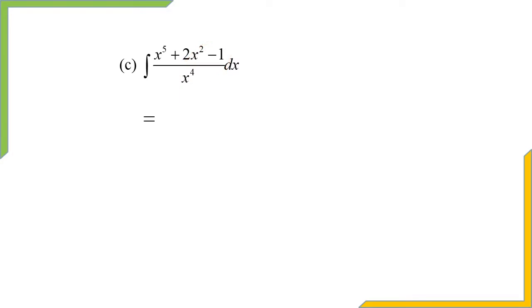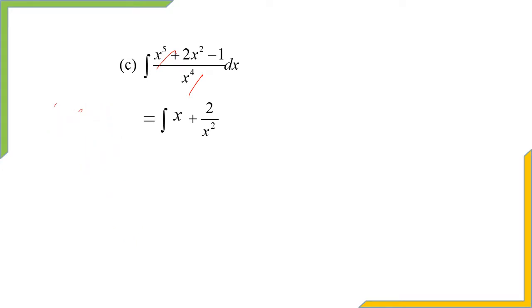What we will get is integrate of x only, because x to the power of 5 over x to the power of 4, apply the rule of indices, is x to the power of 5 minus 4, which is equal to x to the power of 1. And then 2x squared over x to the power of 4, we get 2 over x squared. Because x squared over x to the power of 4 is x to the power of 2 minus 4, which is equal to x to the power of negative 2, which is equal to 1 over x squared. This is all the rule of indices.